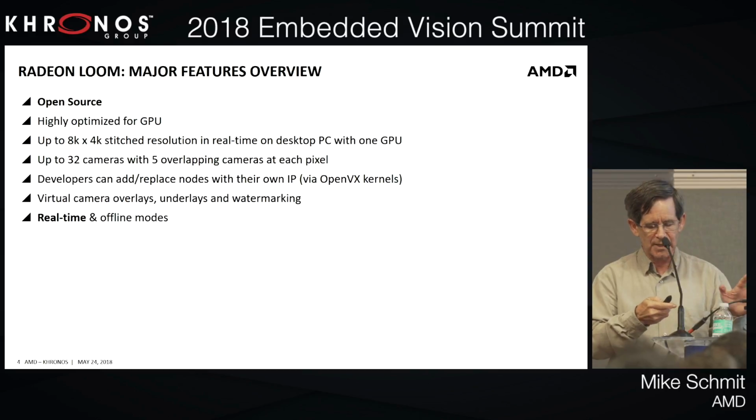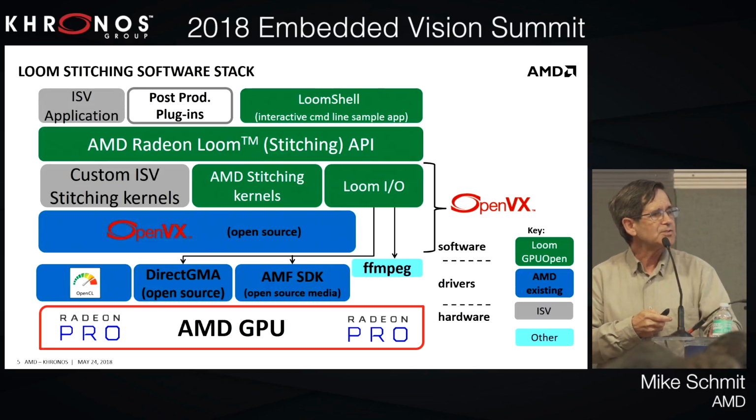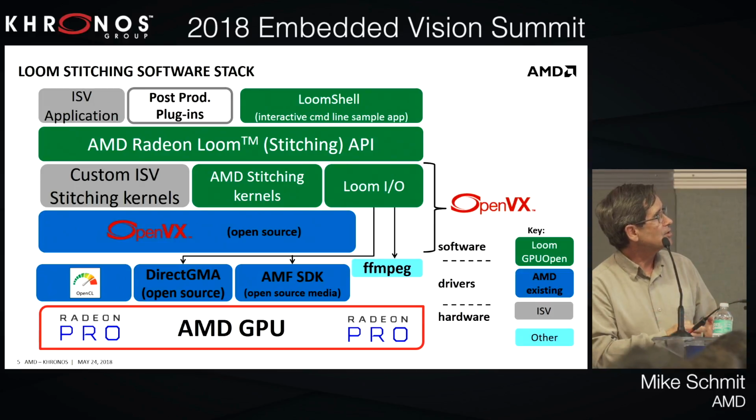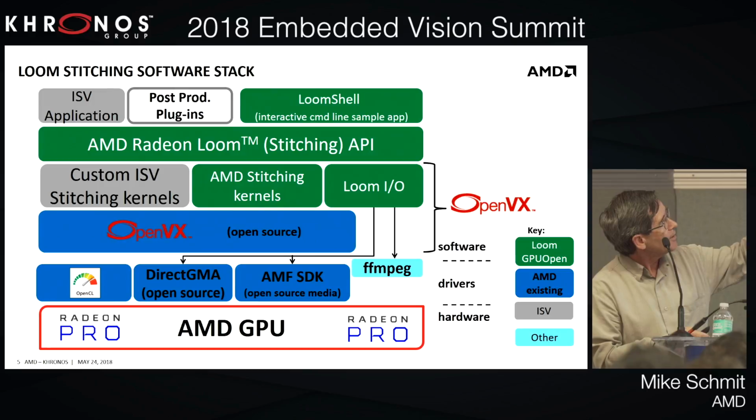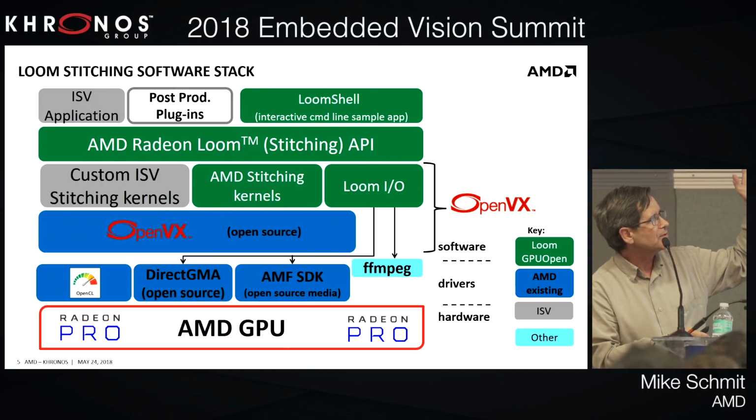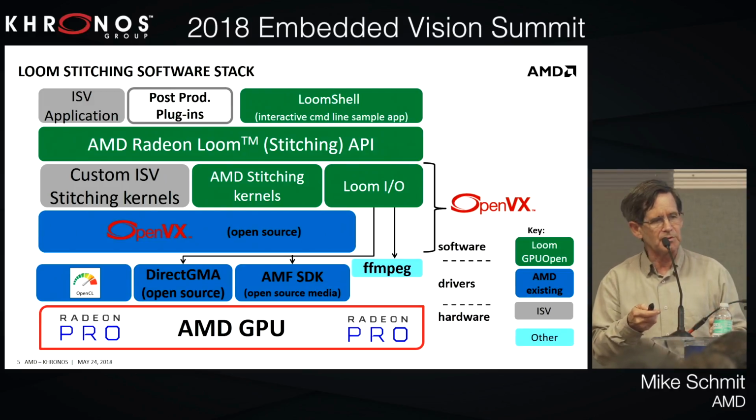And these are some of the specs on what that product did. And this is what the architecture of that looked like. So the application sort of up on the top layers, and then we had OpenVX in the middle with some custom kernels and various other things, including OpenCL here, that actually ran on our GPUs.